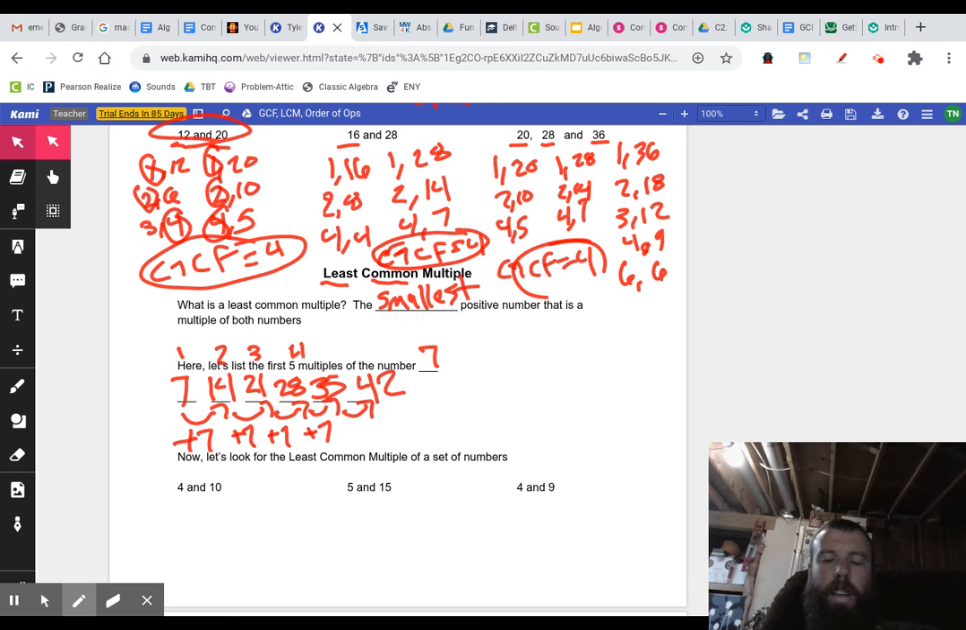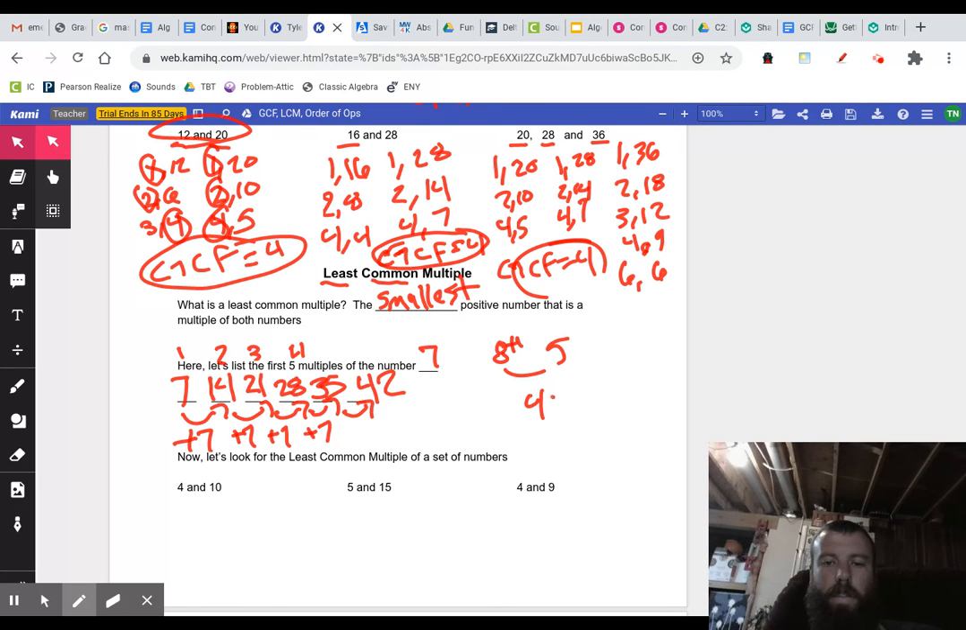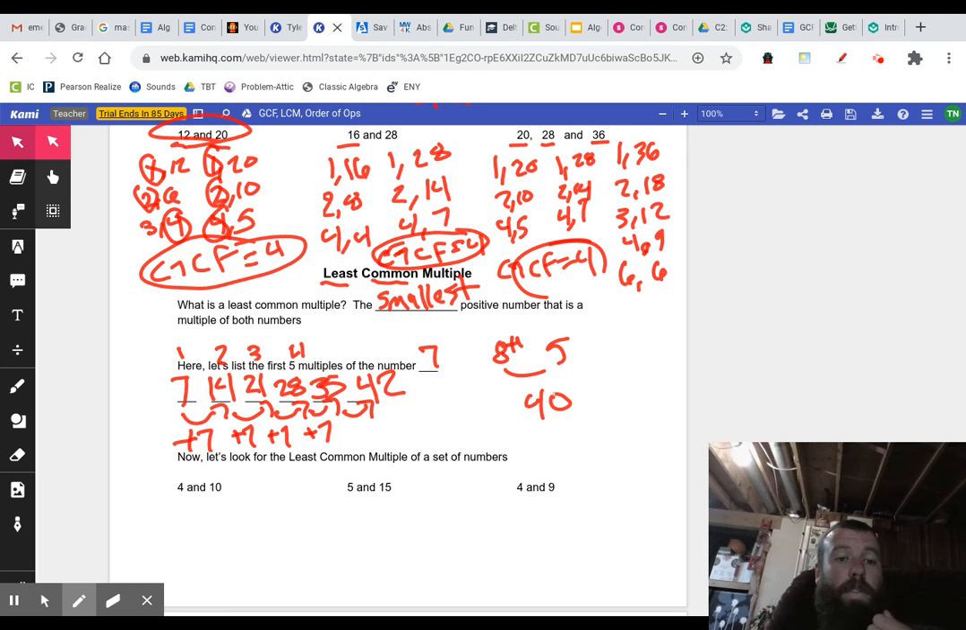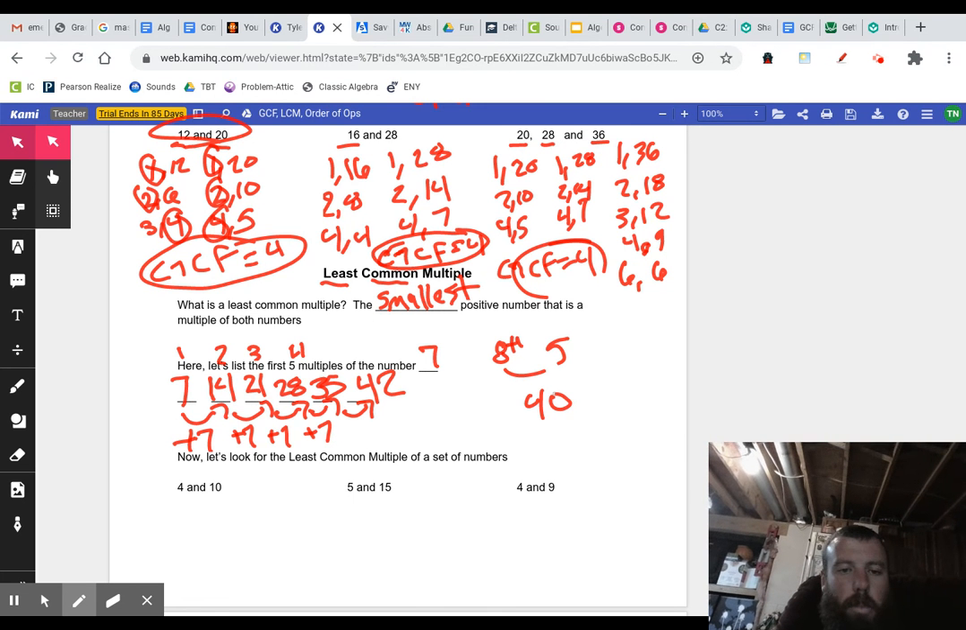But if I say something like, what's the 8th multiple of 5, right? Just do 8 times 5, right? 40. If you don't believe me, write them out. 40 would be the 8th multiple of 5. All right, so down here below, if we're wanting to find the least common multiple of a set of numbers, right, I need to have at least 2 for it to be in common.